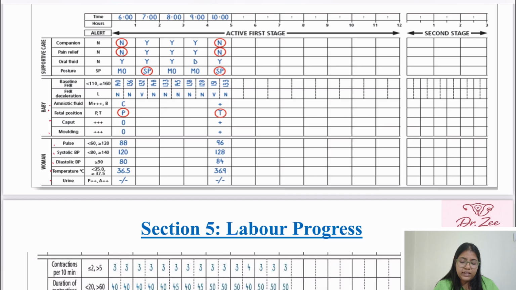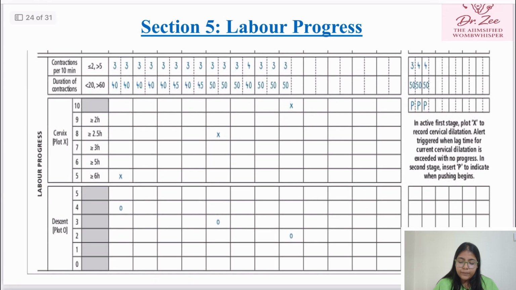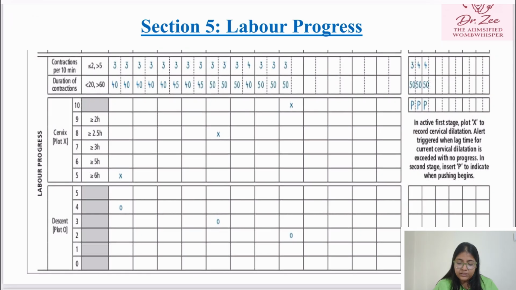What is wrong with this section? What should you be doing next? What does this P mean? What if this P persists? Okay, so you should be knowing this. So this is just the example.